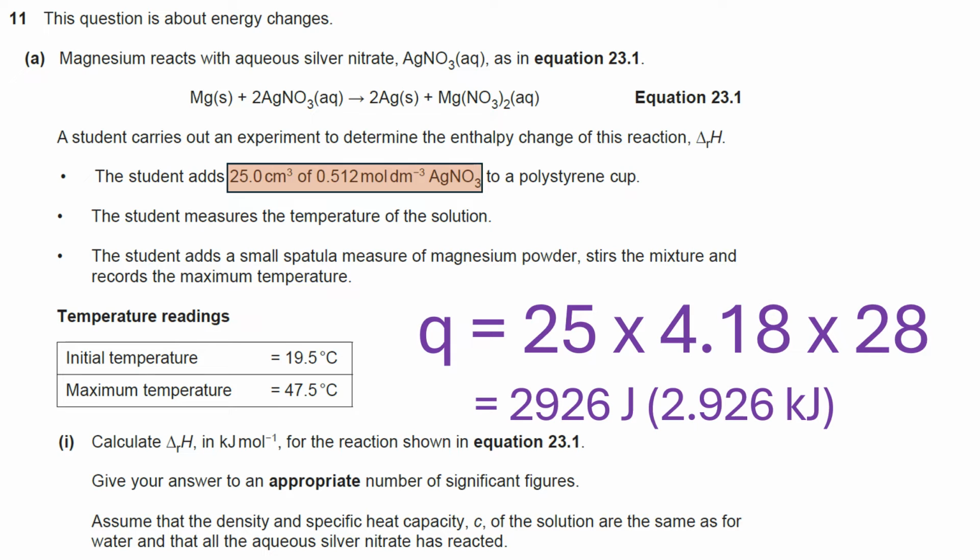So that gives us 2,926 joules. Notice this is a positive number because there's no negatives in this equation here. But because it's a temperature rise, that must mean the heat transfer is out of the chemical system. So later on you're going to have to put this in as a negative value. There's the calculator proof that it's 2,926.